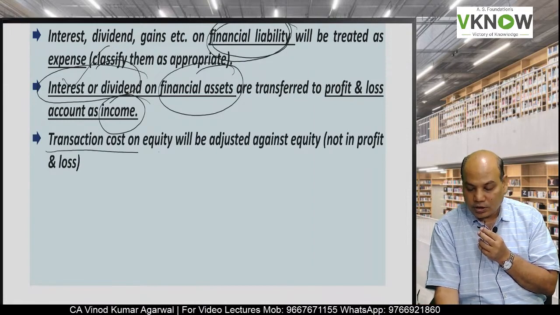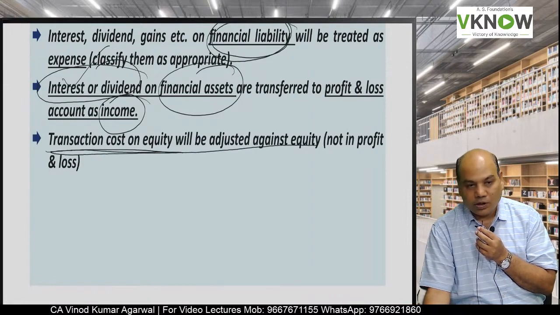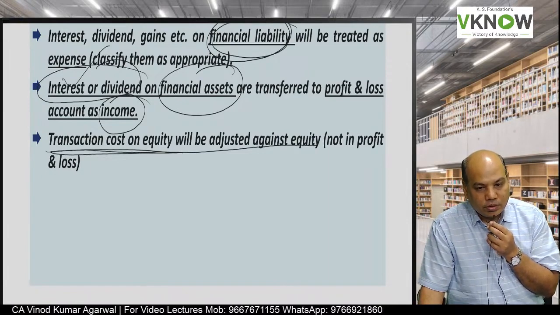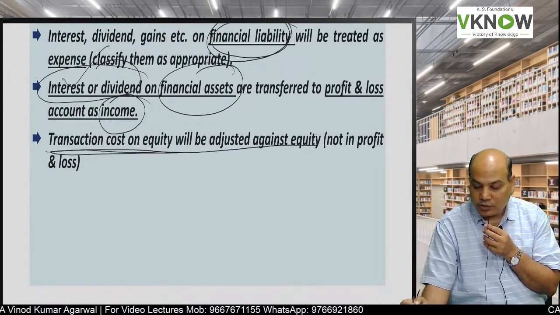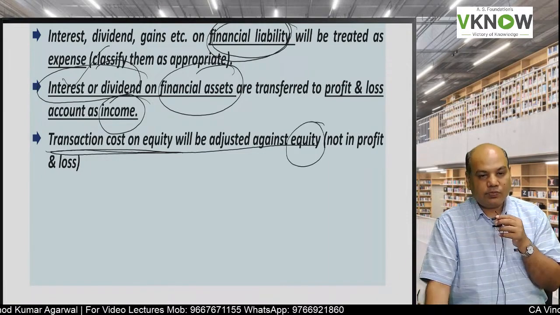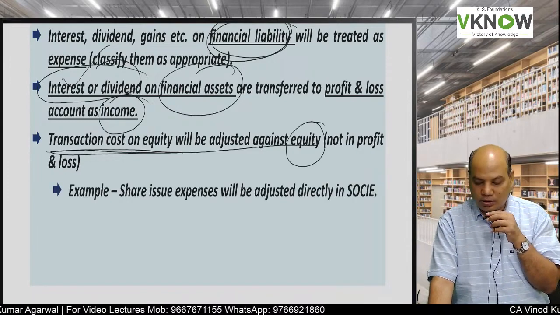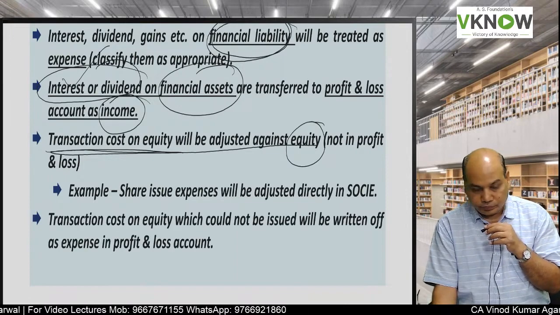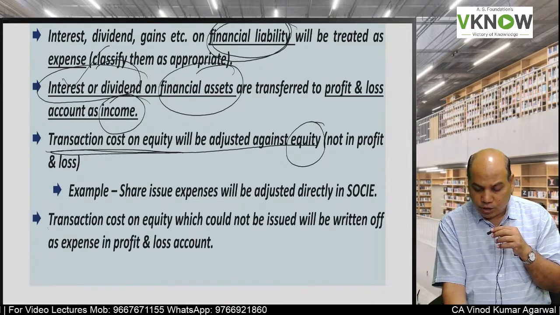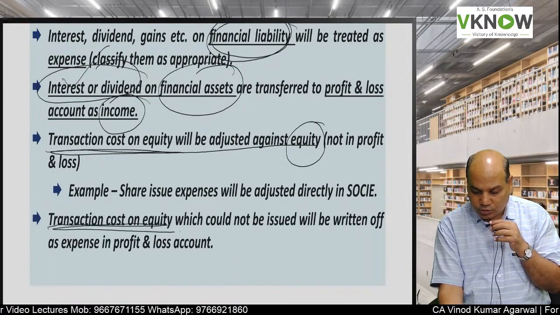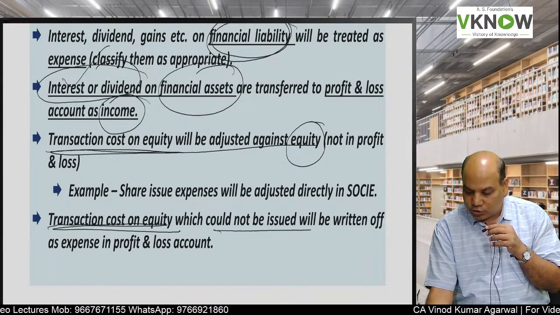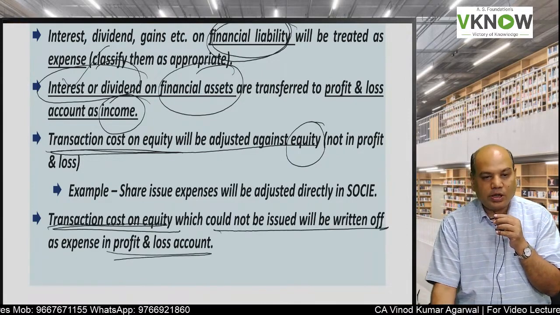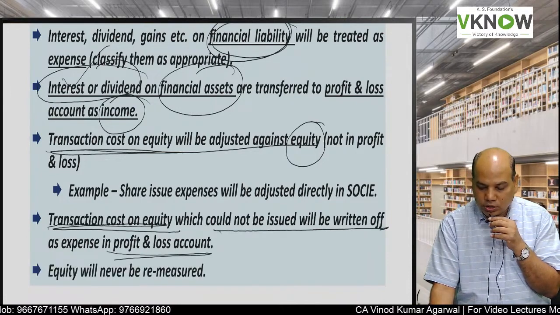If any transaction cost on equity is incurred, like issue expense, then it will not be recognized in the P&L account. It will be adjusted directly in equity, for example, share issue expenses. But if you incur transaction cost on equity and the equity instrument is not issued, then it will be written off in the profit and loss account.